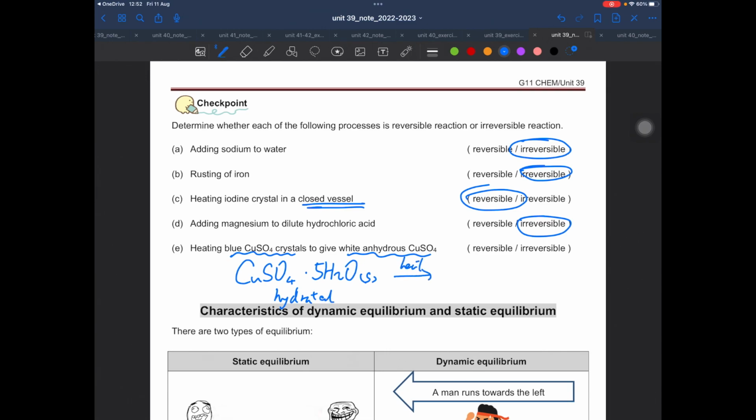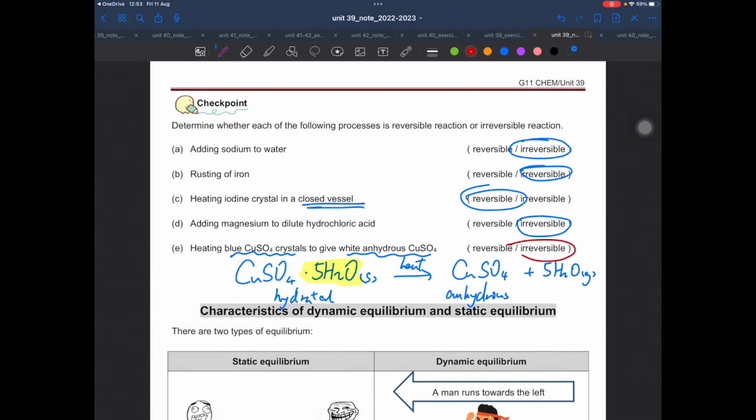Alright, after heating, the water of crystallization will escape, leaving anhydrous CuSO4 and 5H2O gas, okay? So the gas has escaped. But is it reversible? It sounds like yes, right? Because they will combine with the water molecules in the air to form back into the hydrate. It looks like yes, but in fact, no.